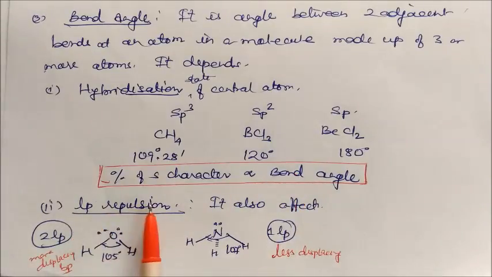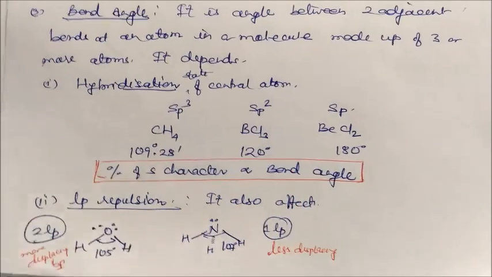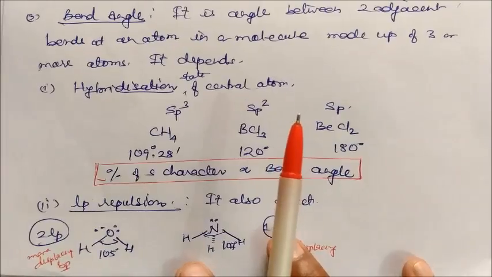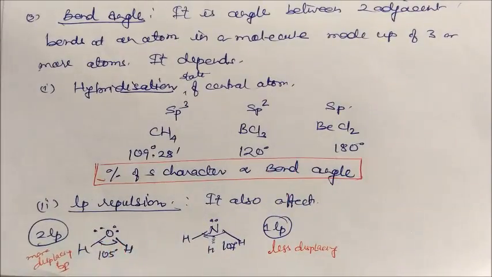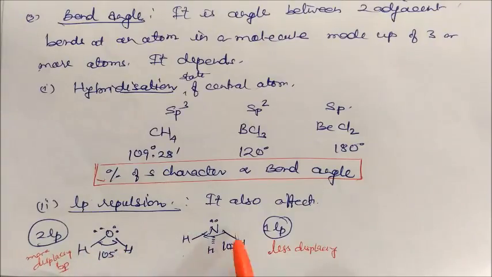Similarly, lone pair repulsions also affect it. In case of the water molecule, you can see here, the bond angle is 105 for two lone pairs. If it is one lone pair, the bond angle is again increased, because two lone pairs are displacing the bond pairs closer to each other. In this case, it is more displacing. So one lone pair has less tendency and two lone pairs have more tendency. So bond angle is also affected by the lone pair repulsions.